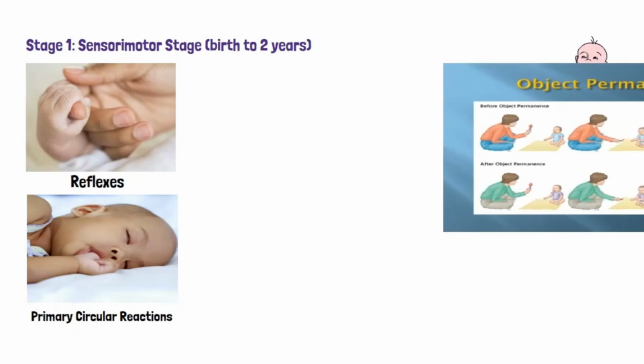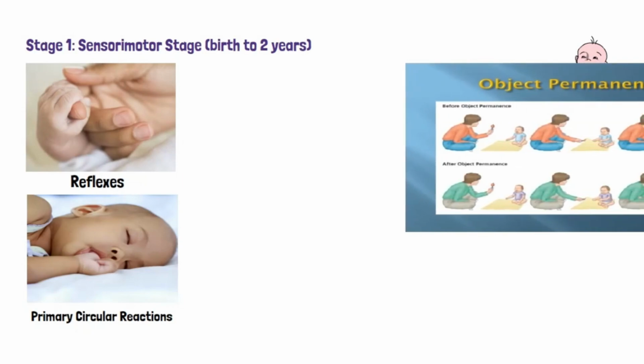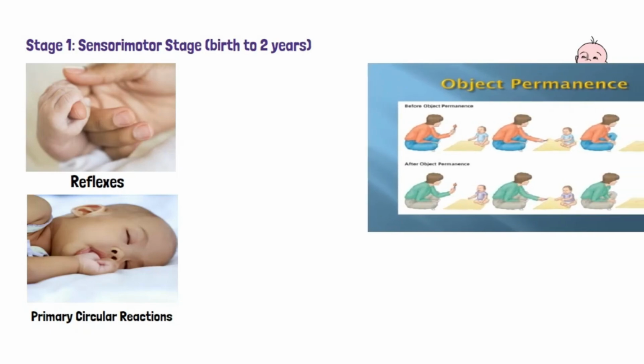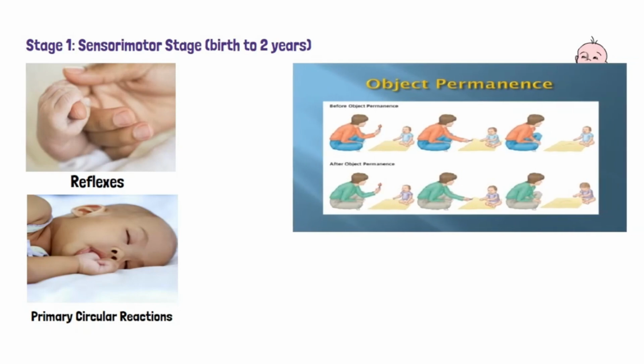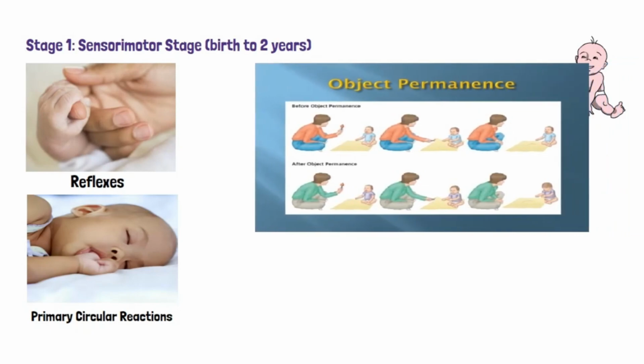In object permanence, if you hide their toy from their sight, they won't think that their particular toy does not exist. Instead, they may try to find their lost toy.